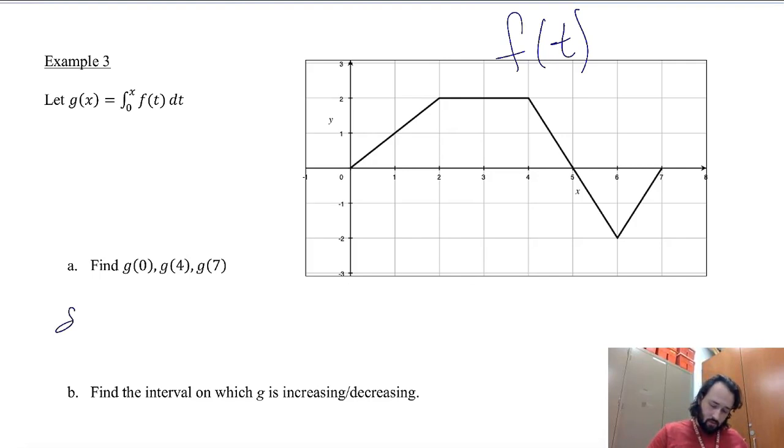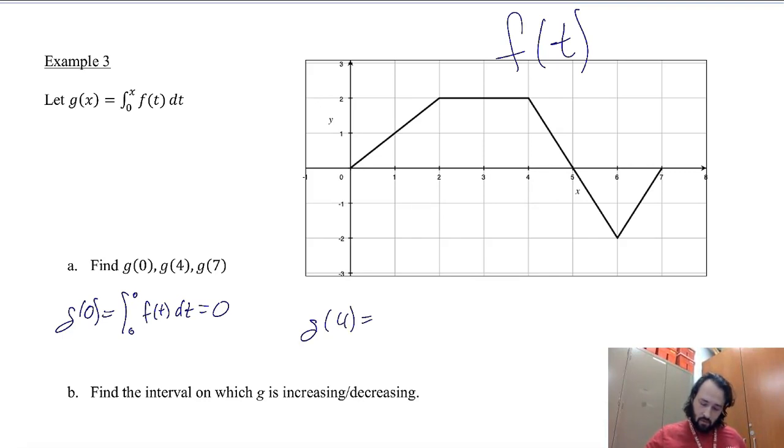Well, g of 0 would be when I do the integral from 0 to 0 of f of t dt, which would just be 0 because it's going from the same x value to the same x value. So there's no area under that curve. All right, and then g of 4 will be the integral from 0 to 4 of f of t dt, so let's think here right now, there and there.